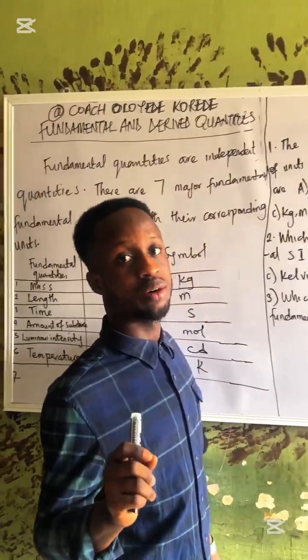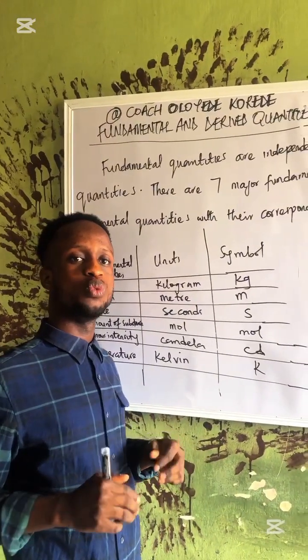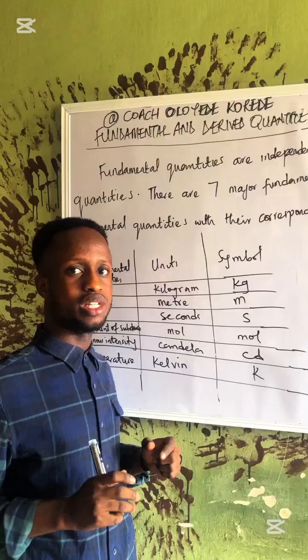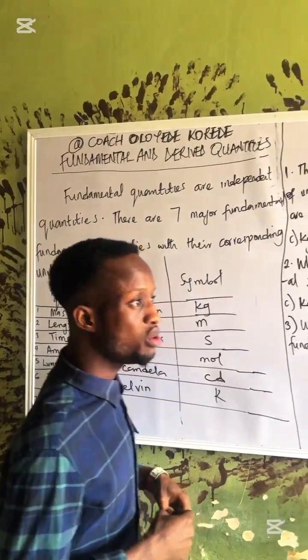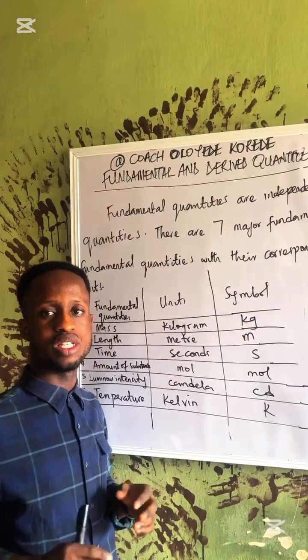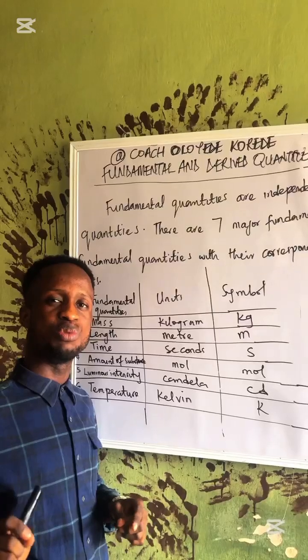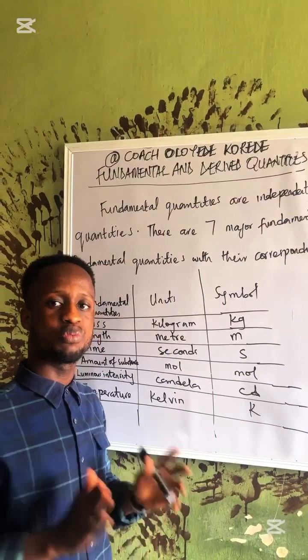It is vital that you know that this YouTube page would help you to understand physics very easily. Please follow me. Now, what are fundamental and derived quantities? As I wrote on the board, fundamental and derived quantities are quantities that are important in physics. There is a need for you to know the difference between fundamental and derived quantity. Each of them has its corresponding unit.